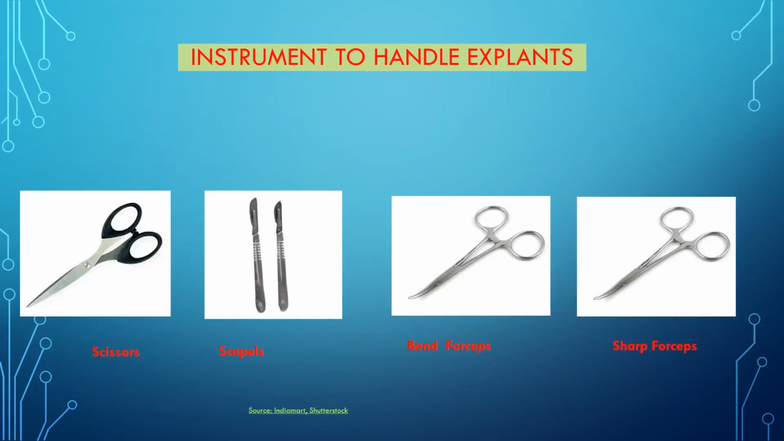Now let's see the dissection instruments needed to handle the plant explant. The explants used for plant tissue culture are derived from the plants themselves. For this, the plant source has to be collected and brought to the laboratory. In the laboratory, they have to be surface sterilized and dissected to prepare the explant to be cultured.